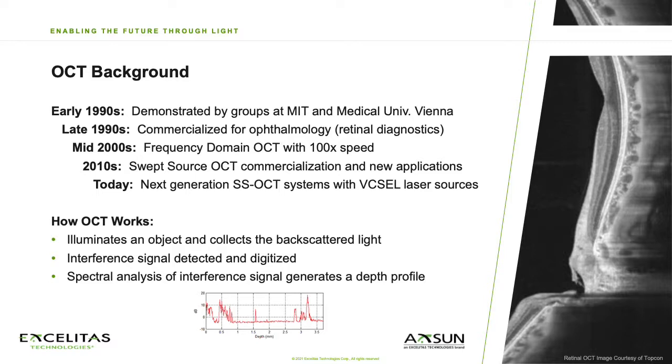OCT works by illuminating an object or sample with laser light and then collecting the backscattered light, usually via fiber optic, which then interferes with a reference beam. That interference signal is detected and digitized, and then spectral analysis is used to generate a profile of the backscattering intensity as a function of distance along the probing beam. In other words, the depth into the sample.